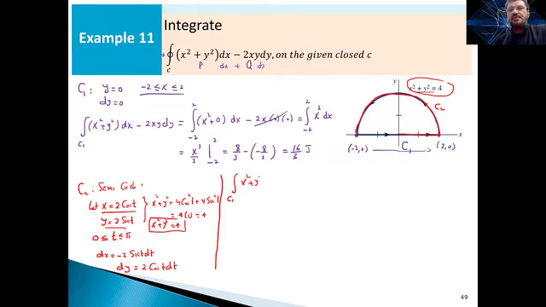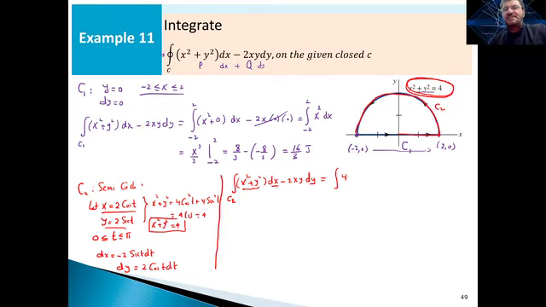C2: the integral of x squared plus y squared dx minus 2xy dy. What is this equal to? The integration. Now, it's obvious that x squared plus y squared is 4. It's given to me, so I don't have to worry much about it. So this is 4.